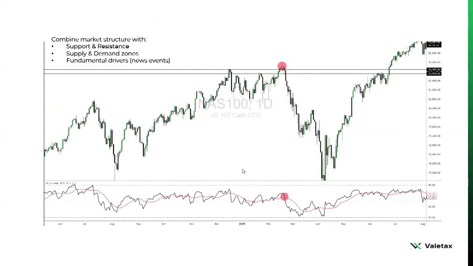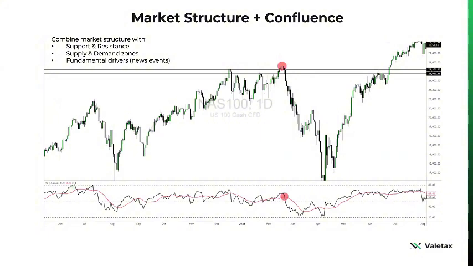Okay? Next. So when we talk about market structure, we're not only just talking about structure, but in order for you to utilize it well, I personally like to use a confluence of two major indicators: the exponential moving average, my RSI, and structure.